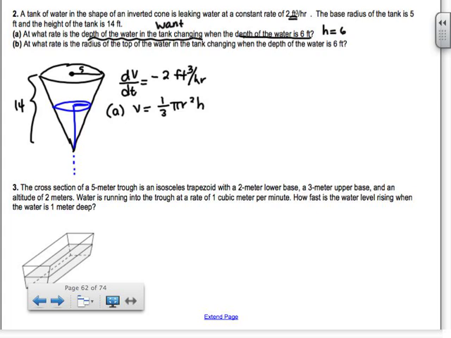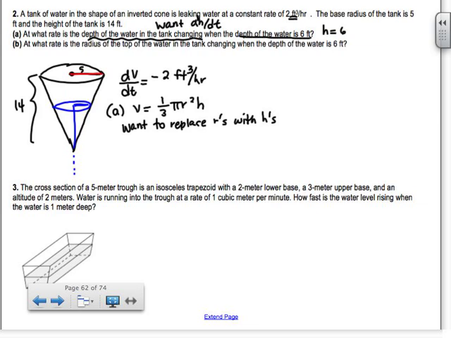So you want dh over dt, so the height of the water. Okay, so that means that I know nothing about dr over dt. All I know is dV over dt and dh over dt, so I want to replace any r's that you have with h's.